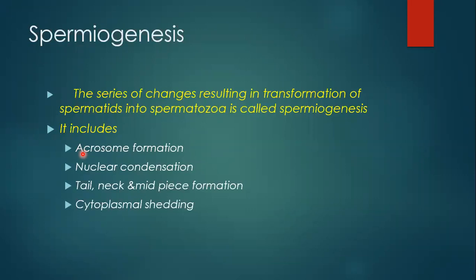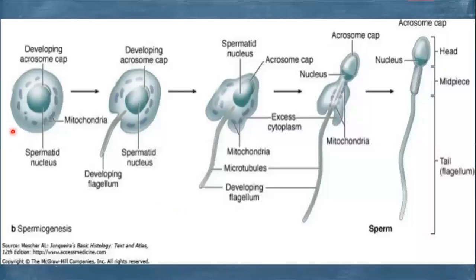Then the second process that occurs after the acrosome formation is that the nuclear material is condensed, right? Then the tail, neck piece, and mid piece are formed, and the excess of the cytoplasm is shed, right? Here you can see this is the spermatid, and this is a cap of acrosome that is forming. So the acrosome is forming gradually, and eventually it will cover the whole of the head of the sperm like a helmet, right? So this is the acrosome formation, the first thing that occurs during the process of spermiogenesis.